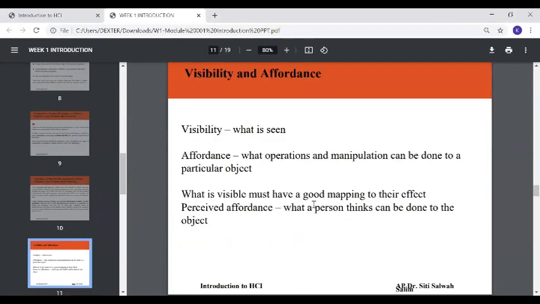Again, we have visibility and affordance. Visibility is what is seen. Affordance is what operation and manipulation can be done to a particular object. So what is visible must have a good mapping to its effect, and perceived affordance is what a person thinks can be done to an object.